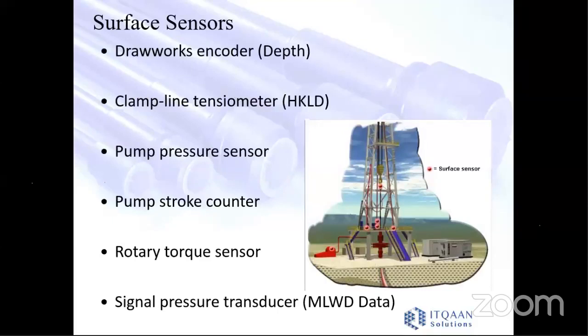I'm going to start one by one, beginning with the surface sensors. We need a couple of sensors, normally on the rig side. We need a drop rod to get the depths. We need a hook load sensor or clamp line tensiometer. We need a pump pressure sensor, pump stroke counter, rotary torque sensor, and signal pressure transducer, plus MLWD for MWD and logging while drilling data. The most important is the SPT, or signal pressure transducer, which receives the measurements from the MLWD tools.